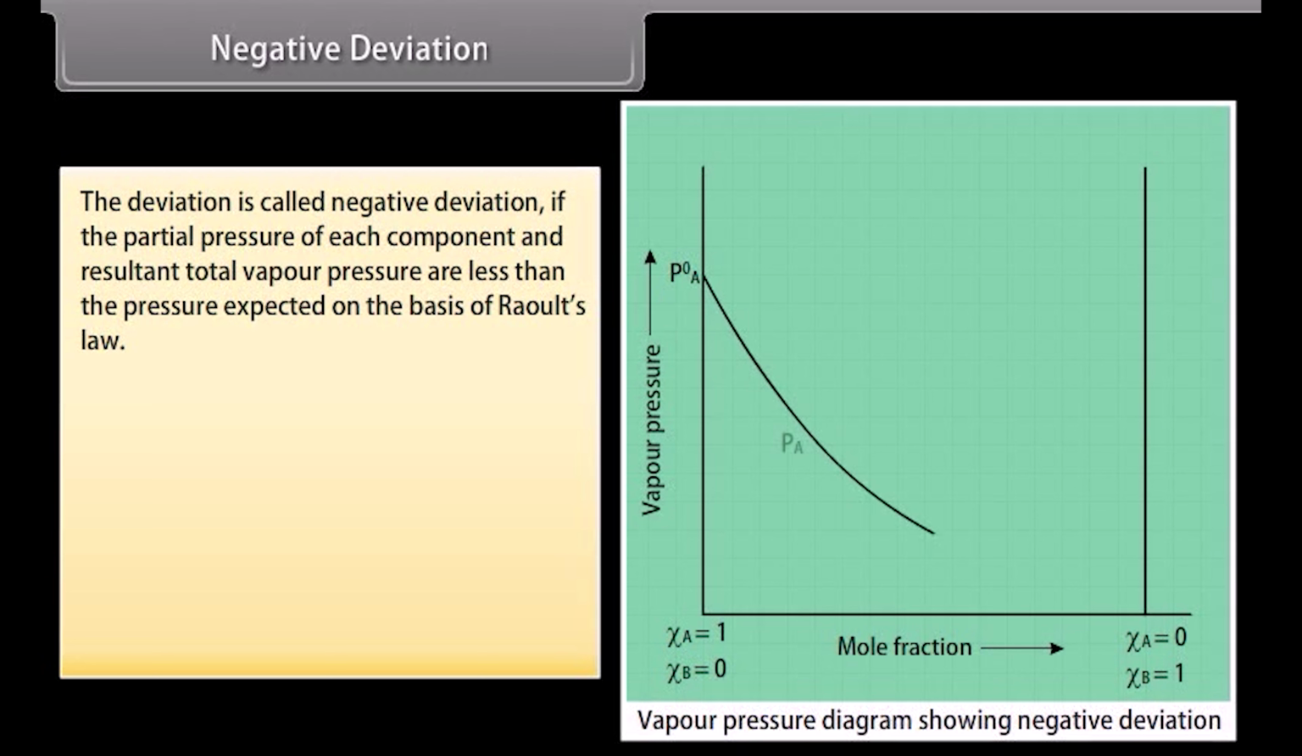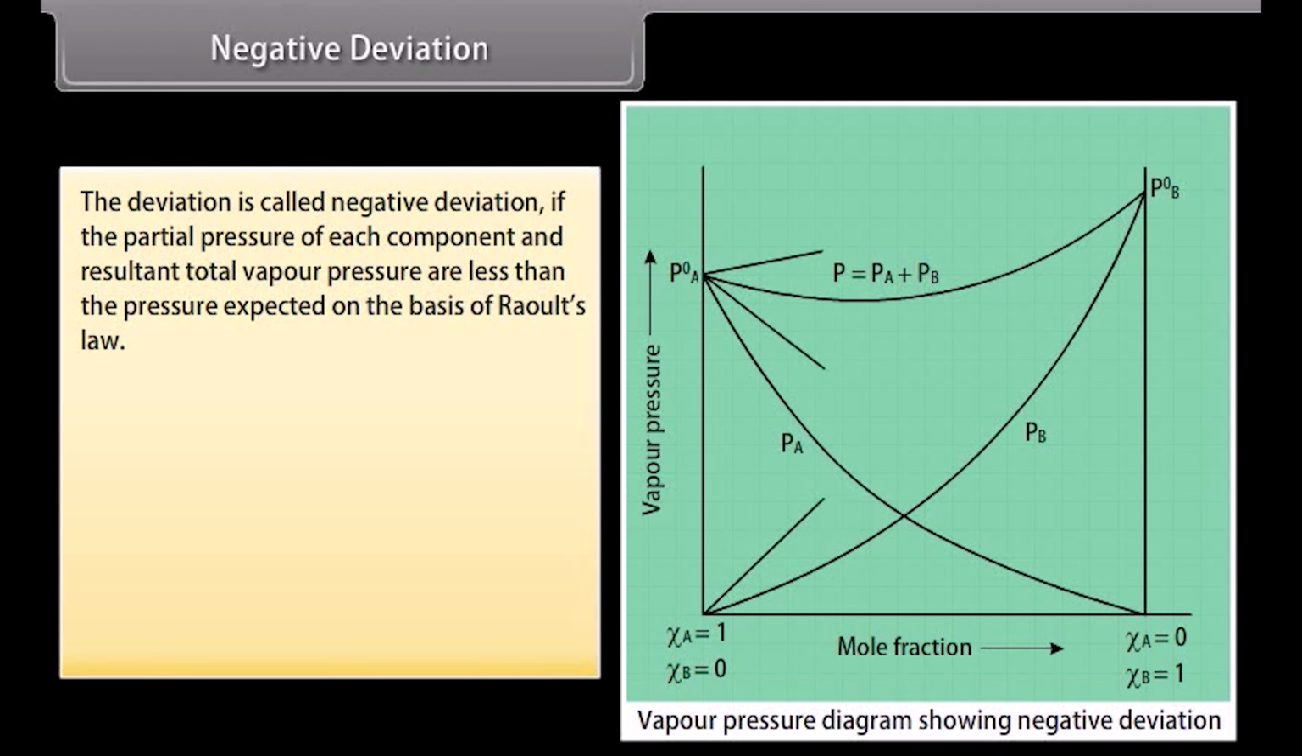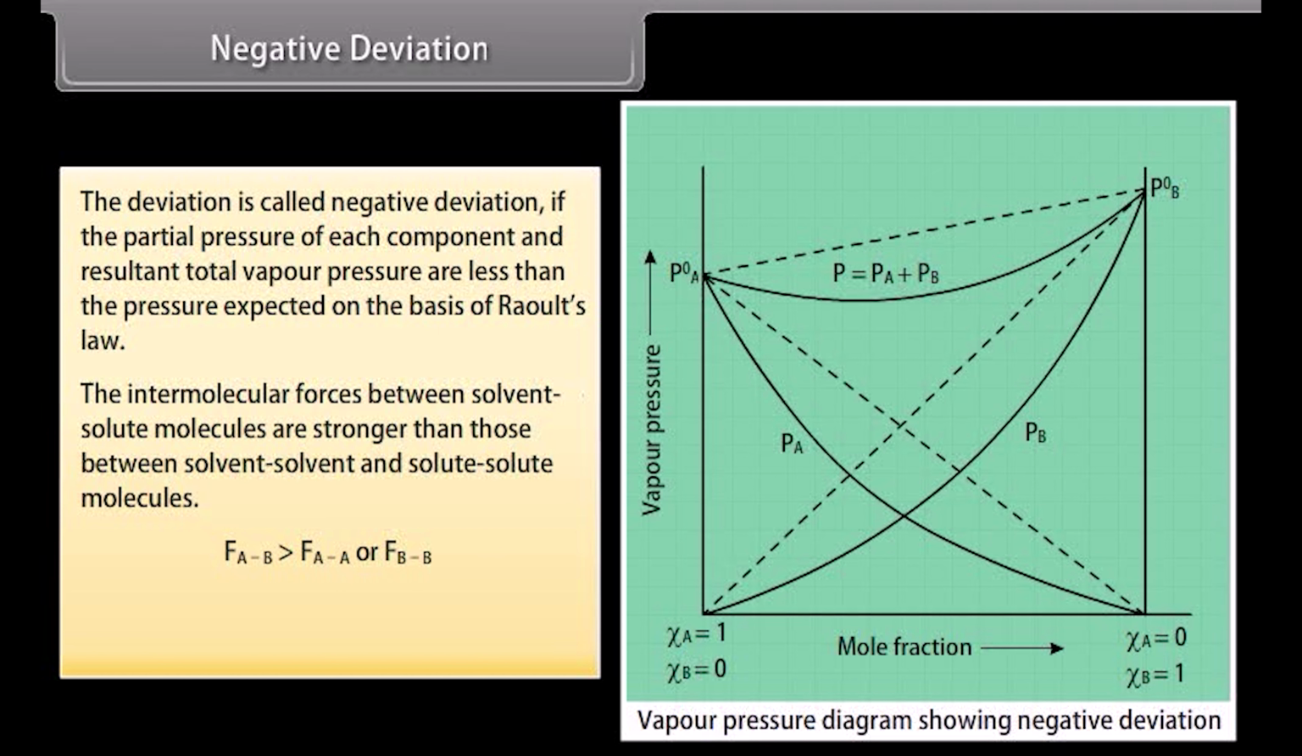Negative deviation. The deviation is called negative deviation if the partial pressure of each component and resultant total vapor pressure are less than the pressure expected on the basis of Raoult's law. For example, the solution of water nitric acid and chloroform acetone shows negative deviation. The intermolecular forces between solvent-solute molecules are stronger than those between solvent-solvent and solute-solute molecules. This shows that the vapor pressure of the solution will be lower.